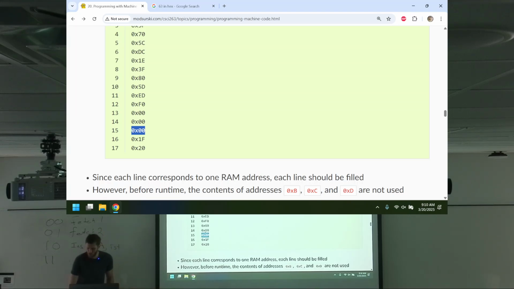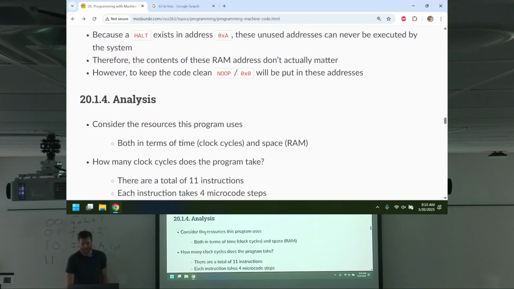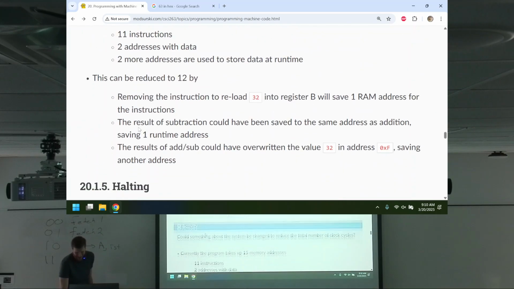So it's weird how, again, this is all a consequence of the fact that we have a shared memory for data and instructions. Is that good or bad? I don't know.